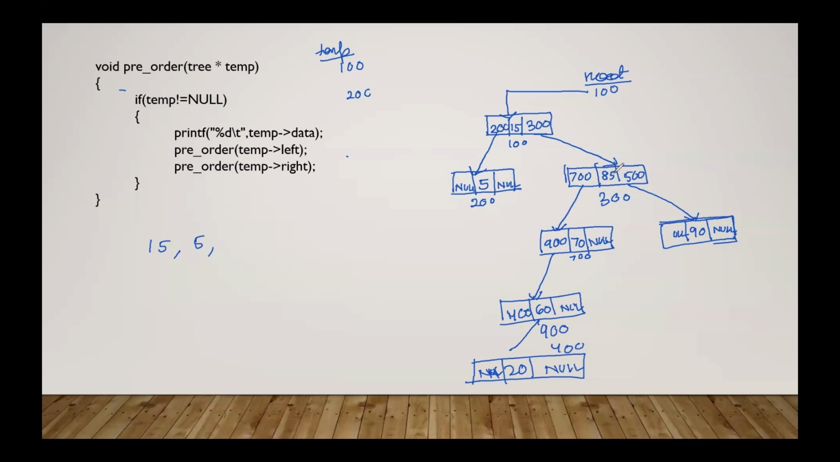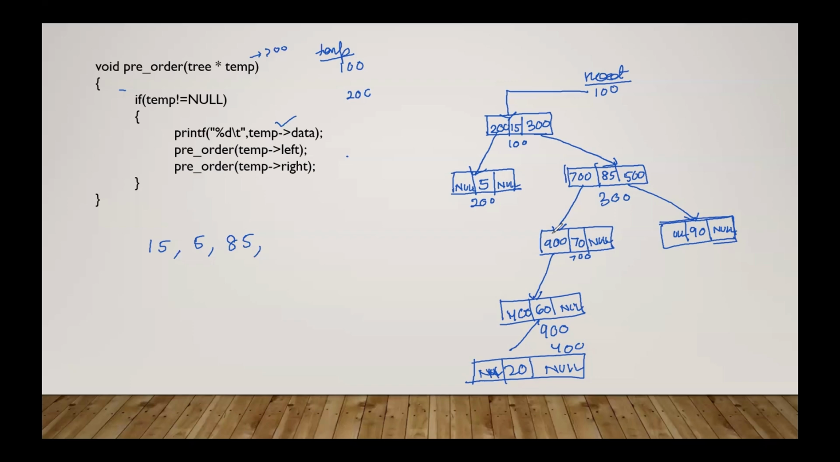Whenever it goes to this one, this left means 300. So first what happened? 300 data it will print. So it will print which value? 85. Then it will call pre-order. It will pass the value that the temp left. 300 left, which value will it pass? That is 700 it will pass.